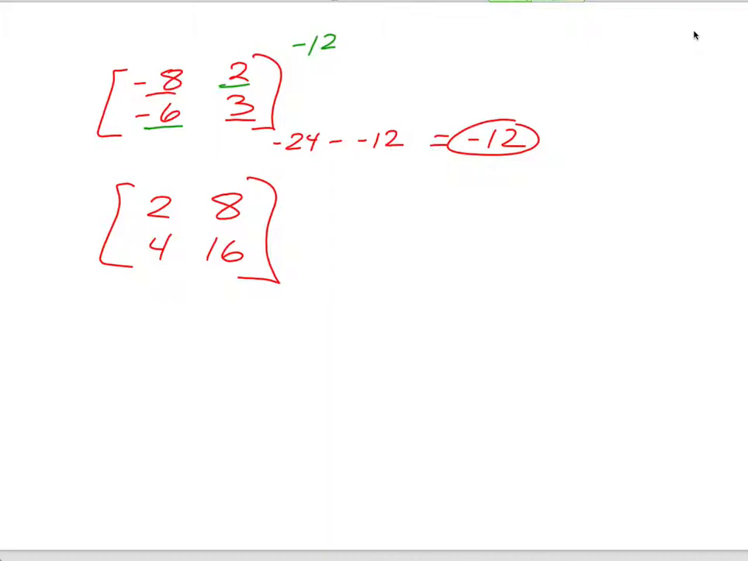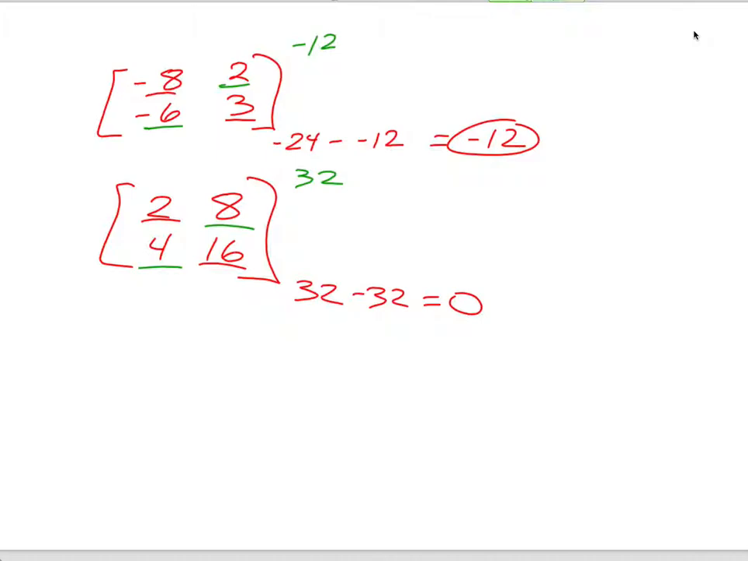There are 2, 8, 4, and 16. I want to find the determinant of this matrix. So I'm going to do 2 times 16 gives me 32. I'm going to do 4 times 8, which also gives me 32. You always do the subtraction on the bottom. So we end up with 0.